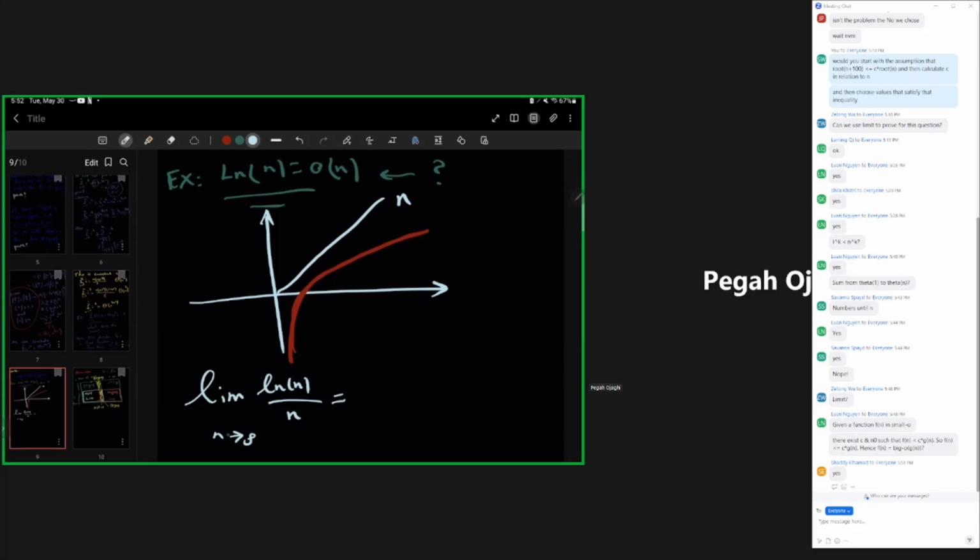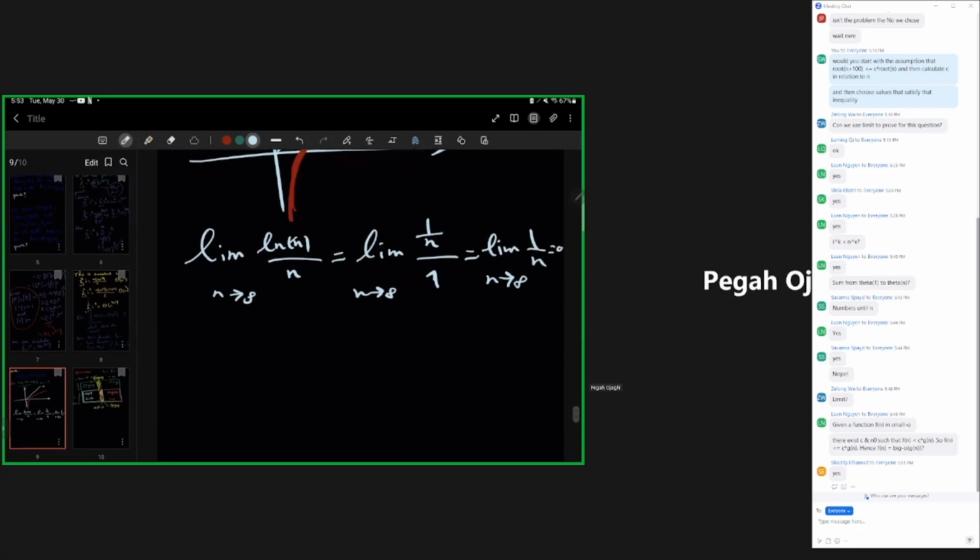Based on the definition of the limit, the derivative of ln n is 1 over n, and the derivative of n is 1, so the limit of 1 over n as n goes to infinity is equal to 0. Actually, if you consider the growth, it means n grows faster than ln n. So the denominator goes to infinity, so it's 1 over infinity, which is 0.